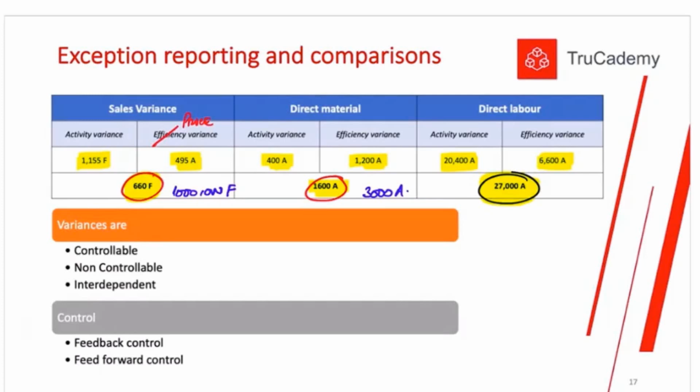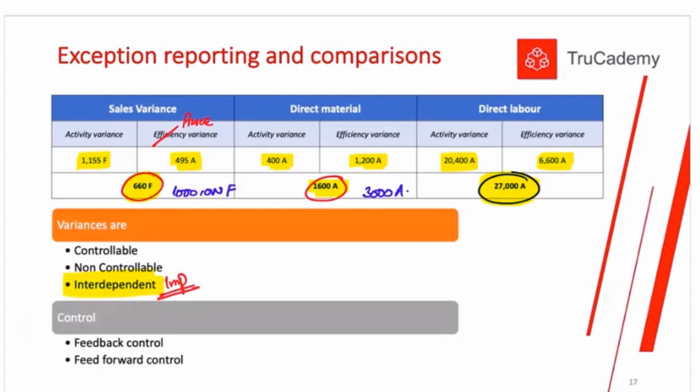So with this example, we learn one thing, that variances are not only controllable and non-controllable, but a much more serious and much more important thing, they are interdependent upon each other. One favorable can trigger other adverse variances. One adverse can trigger other favorable variances, and so on. So variances can be controllable, non-controllable, and most important, interdependent. Clear with this thing? Yes, sir.